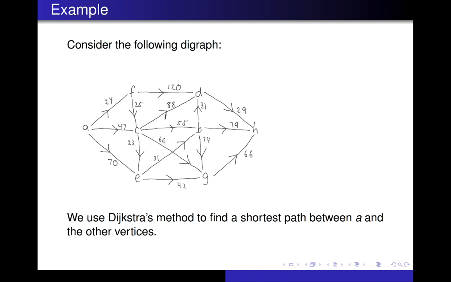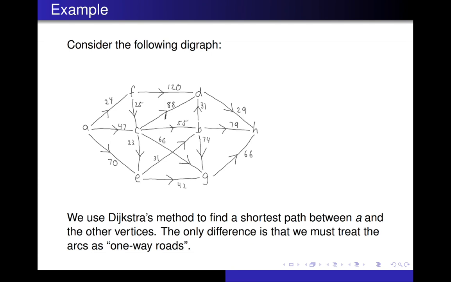So if we want to find a shortest path between, say, A and all the other vertices, we're going to do it exactly like we did in Dijkstra's method. The only difference is we're going to treat the arcs as one-way roads. So if we start at A, of course, A to itself is distance 0. And we can travel from A to either F, C, or E because all the arrows are going in the right direction. The shortest one of those is going to be F. That's going to have a distance of 24.